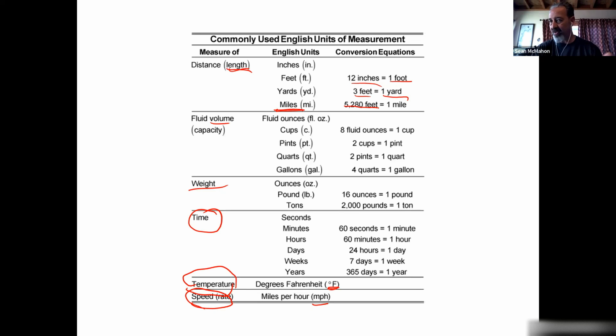Now, the volume's a little trickier. People aren't used to reading cookbooks and things like that like we used to, but 8 fluid ounces is 1 cup, right?